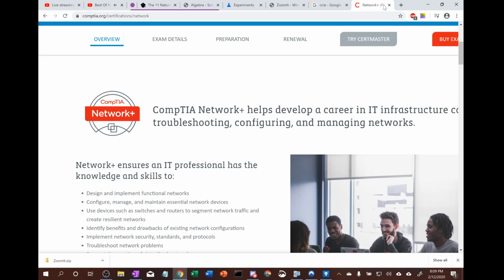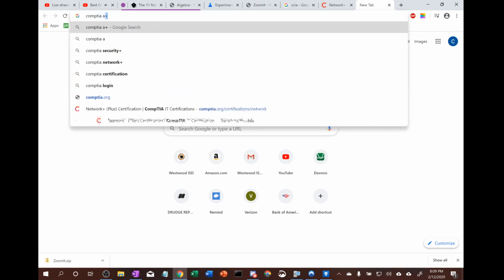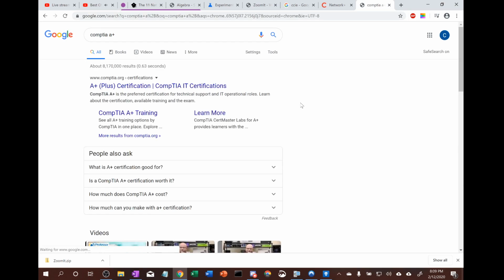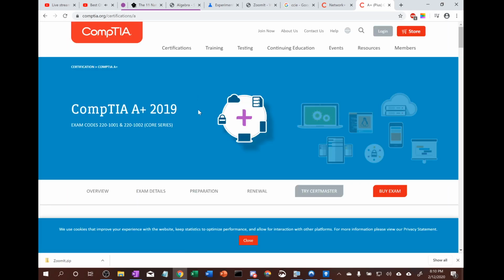And then the other one that pairs with Network Plus is A+. So CompTIA A+ is going to be more like teaching you how to do things you probably know all of already.